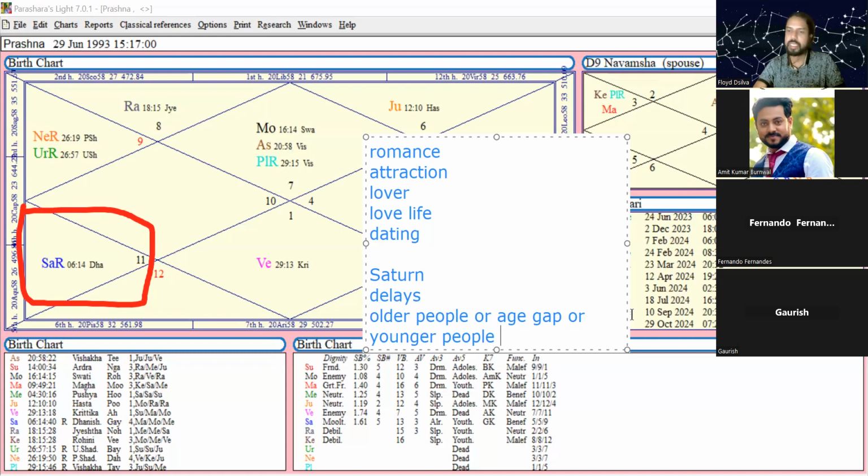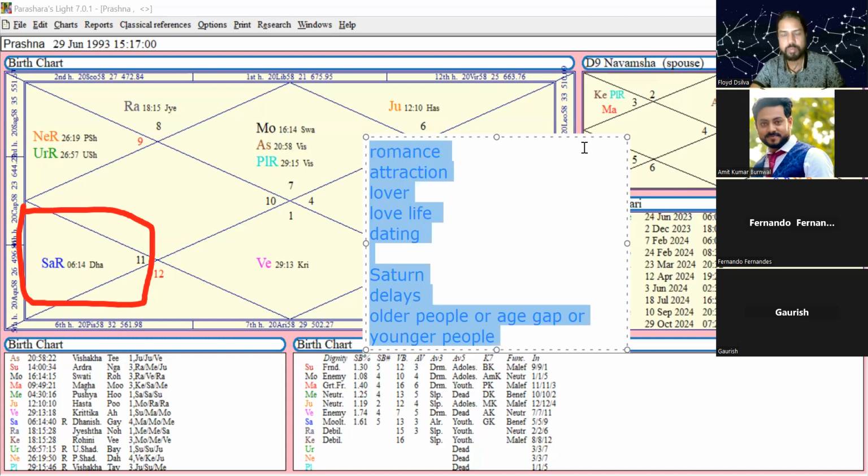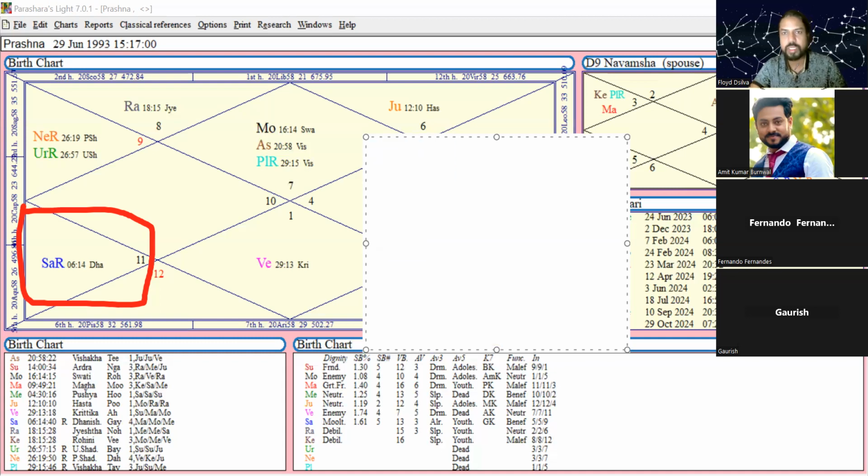So anything else anyone wants to ask? Everyone silent? Okay, fine. Can I share one chart? Sharing a chart is fine, but you came late, so what will you understand about the chart? Okay, fine.